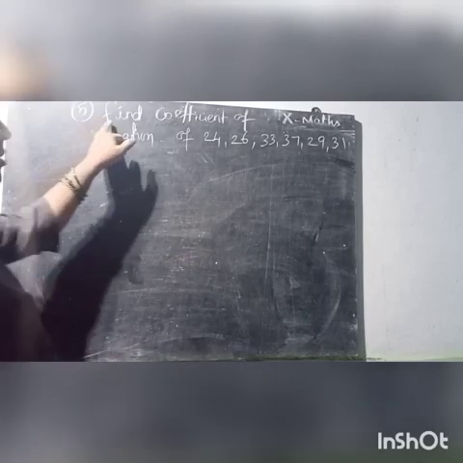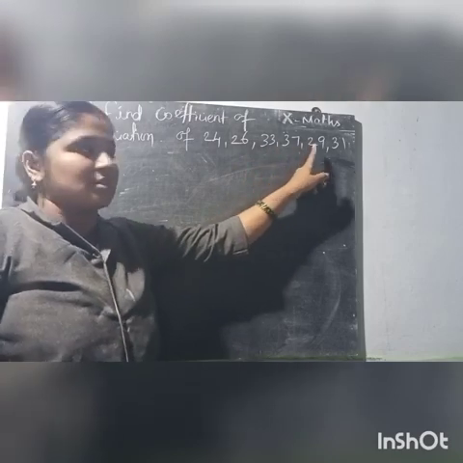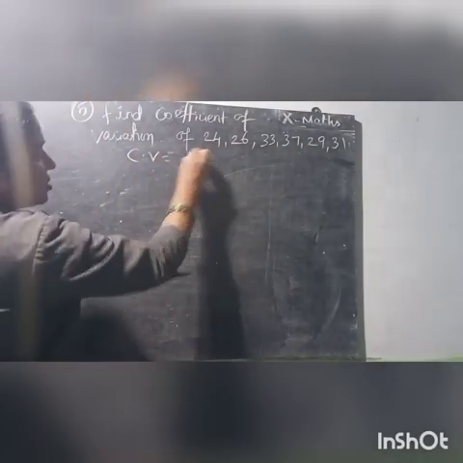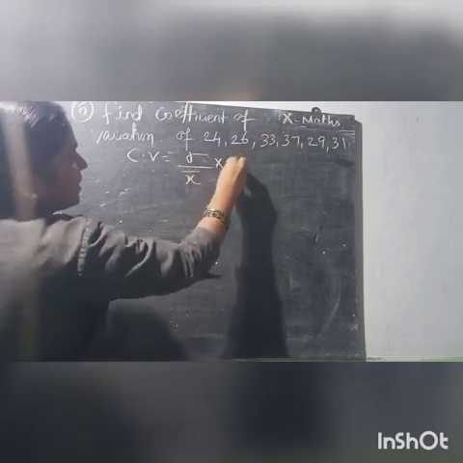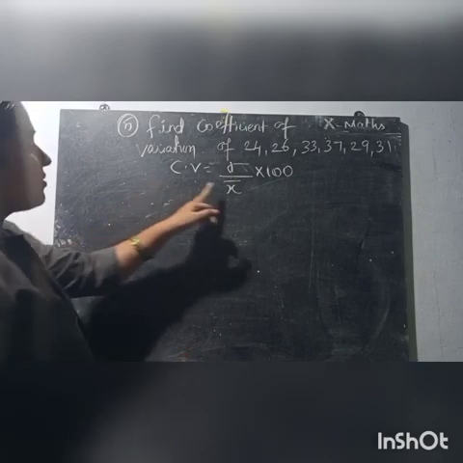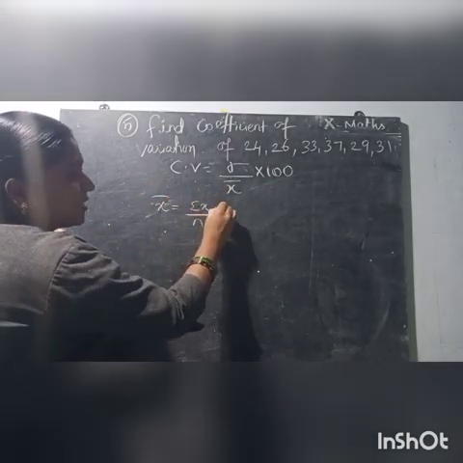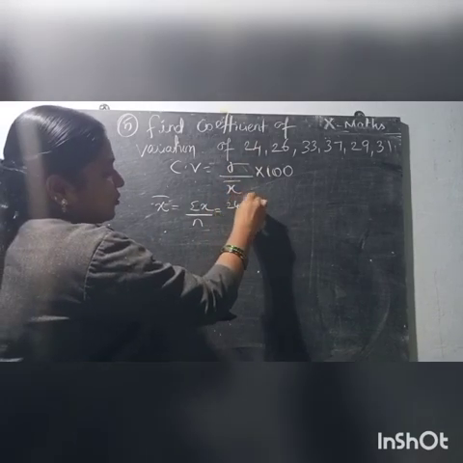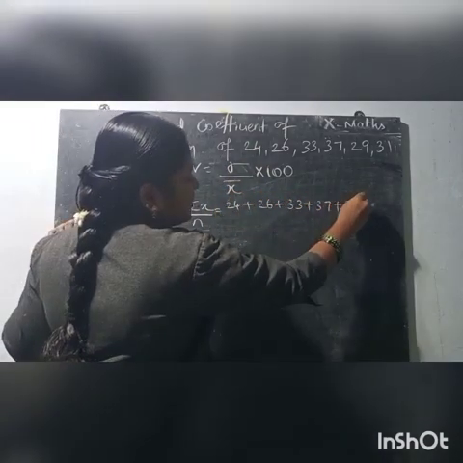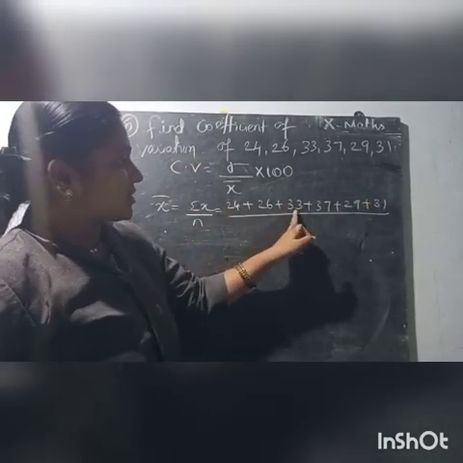See, fifth sum. Find the coefficient of variation of 24, 26, 33, 37, 29, 31. So, coefficient of variation equals standard deviation by x bar into 100. First we will calculate x bar. x bar equals sigma x by n. So, first value is 24, then 26 plus 33, 37, 29, 31 divided by the number of observations, which is 6.